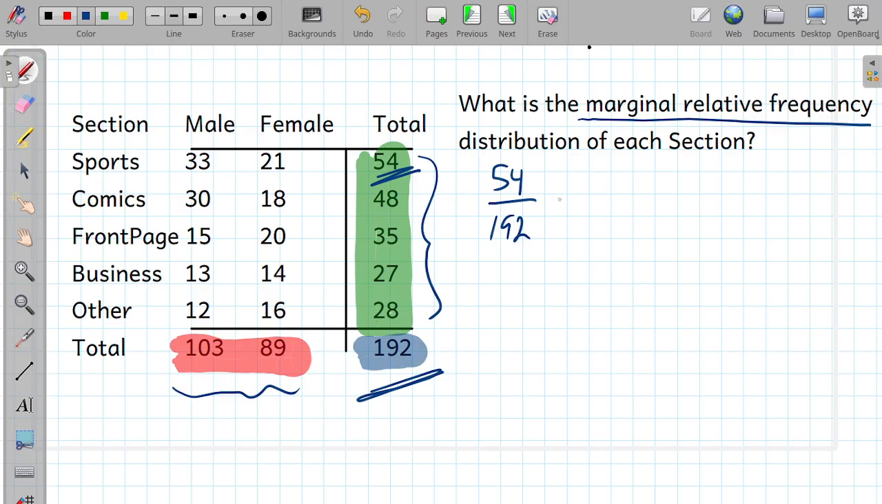So this is an exact value. We could simplify it, it's 27 over 96, but that's kind of boring. Let's just turn this into a decimal, because usually when they talk about relative frequency, they want something in a decimal or fraction format. I've got my calculator here. 54 divided by 192 gives us 0.28125.